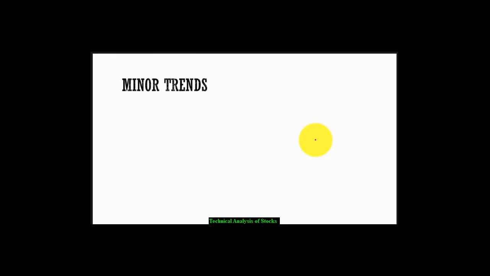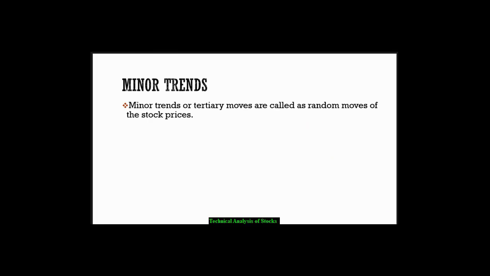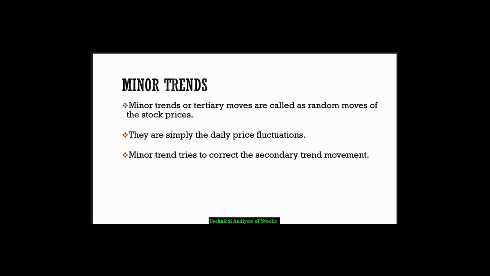There is a minor trend. Minor trend is the tertiary move, which is called the random move of the stock price. It is nothing but simply the daily price fluctuation of the stocks. Minor trends try to correct the secondary trend movement, and it is not of very much interest to the investors.